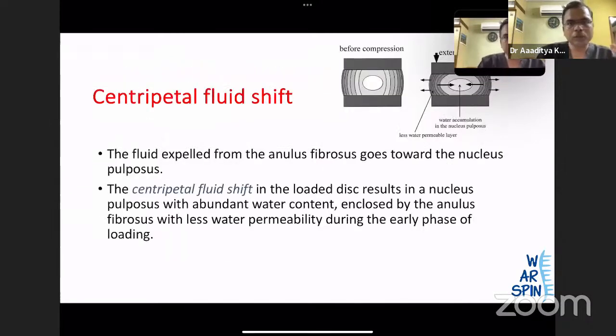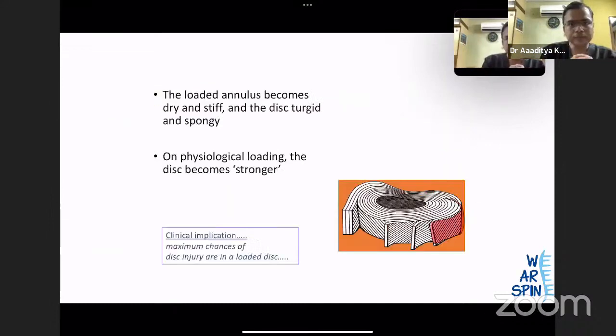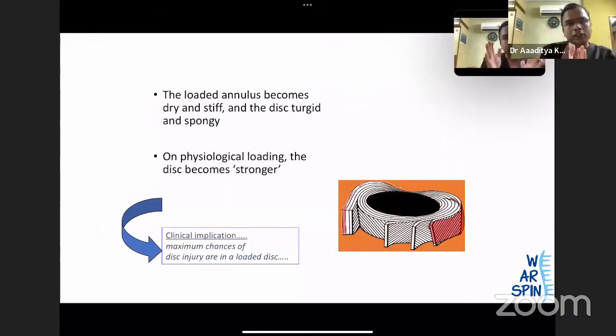Next. So whenever loads are applied on the disc, the water gets expelled from the annulus fibrosus towards the center of the nucleus. As a result, the nucleus becomes abundant in water content and the annulus becomes deprived of water to a certain extent, in the early phase of loading. Next. So as a result, the annulus becomes dry and stiff, and whenever physiological loading happens in early stages, the disc becomes stronger. The clinical implication is that maximum chances of disc injury happen in a loaded disc rather than an unloaded disc.